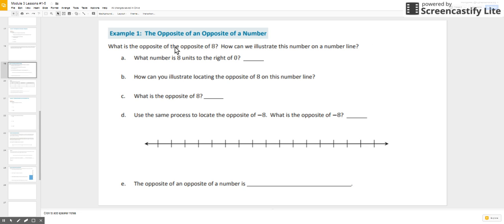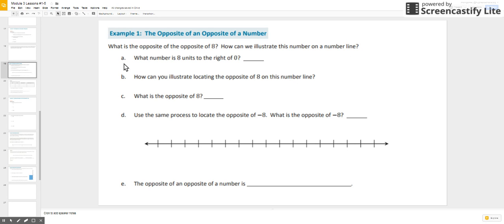All right, hello students. Let's go and finish up our notes by going over example 1, the opposite of a number. Let's talk about what that means. What is the opposite of a number? How can we illustrate that on a number line?